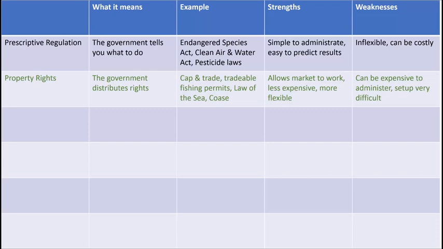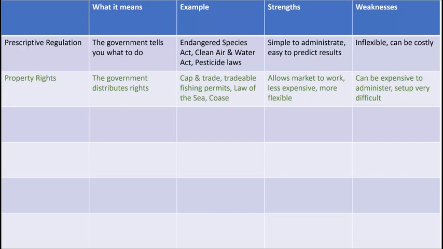But today, when we talk about environmental policy, we tend to talk about property rights more in terms of cap and trade programs, such as the one that currently exists for sulfur dioxide pollution, as well as tradable fishing permits, as well as things like the law of the sea. And we're not going to talk about it much in this class, but Coasian bargaining, which is something you can go read about or study in an economics class.